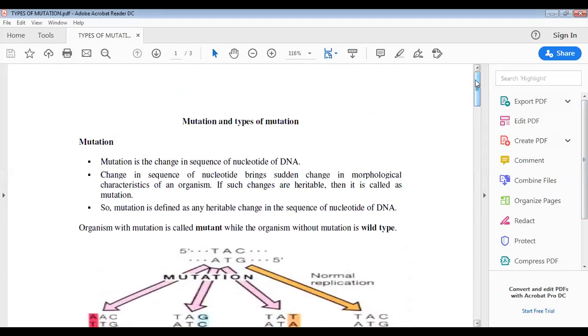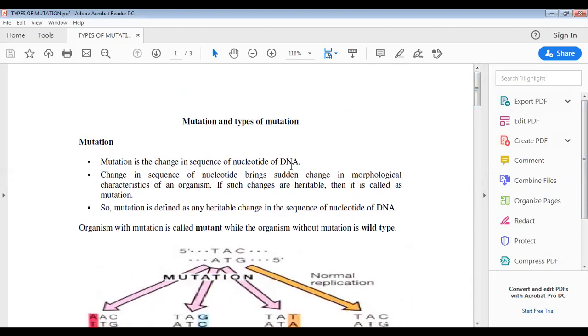Sorry for the little inconvenience. So, to begin with, we'll be discussing what mutation is and what its various types are in this particular unit. So what is mutation? Mutation is the change in the sequence of nucleotides of DNA, right? Any undesirable change in the physical, chemical or biological structure of any organism is termed mutation. Change in the sequence of nucleotides.